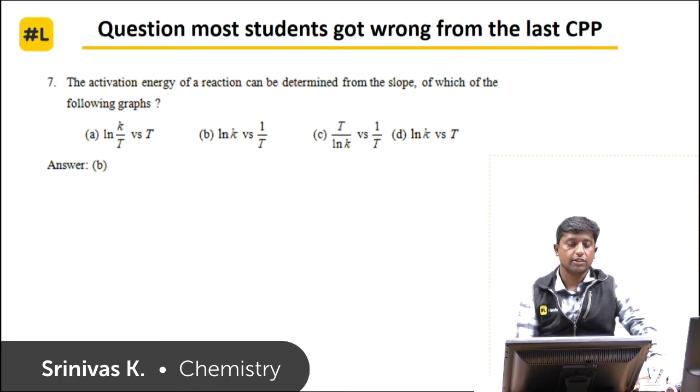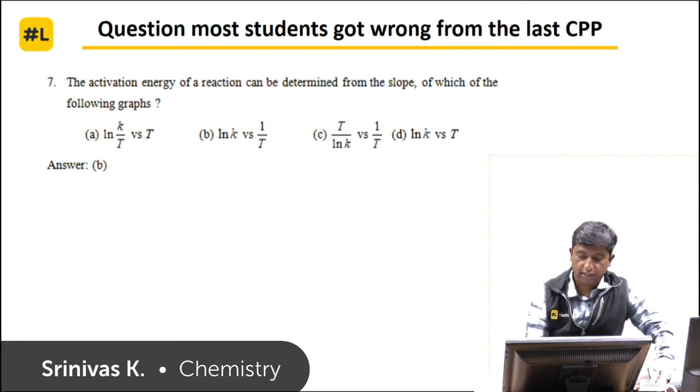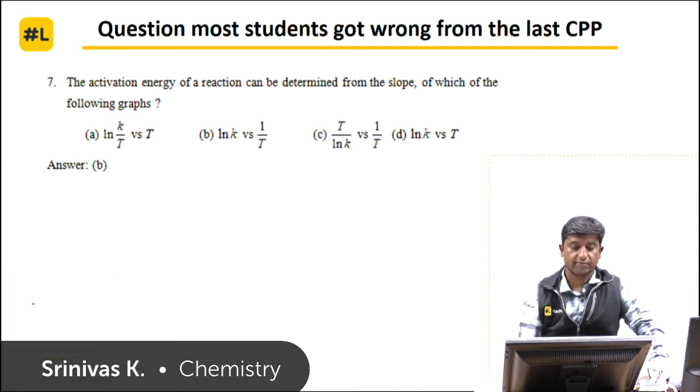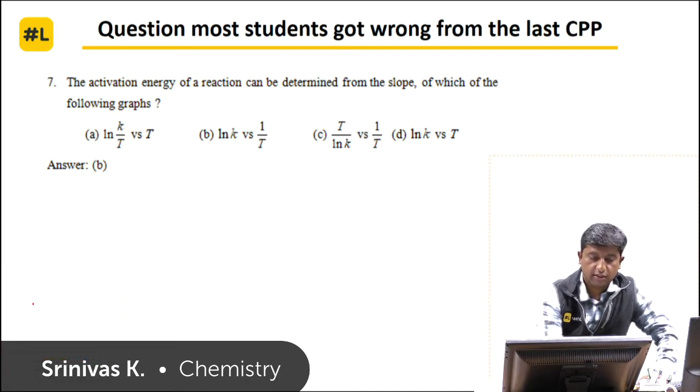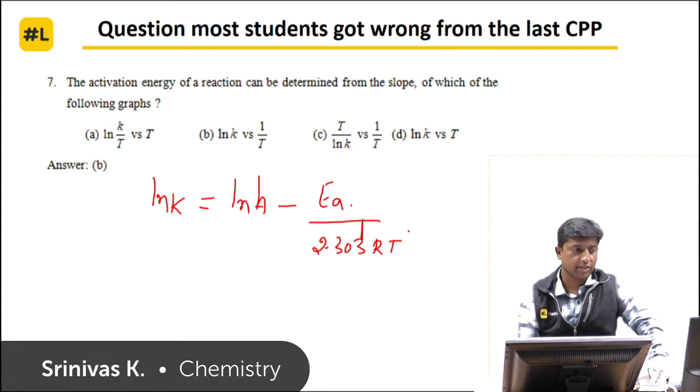To answer this question, you should know the different forms of the Arrhenius equation. The answer is option B, and I am going to write the solution. We know that log of k will be equal to log of A minus EA divided by 2.303 RT. So this is the equation.